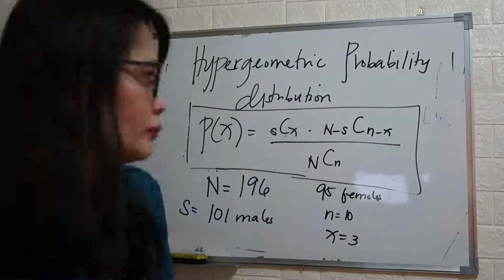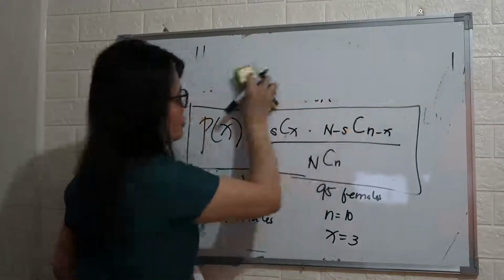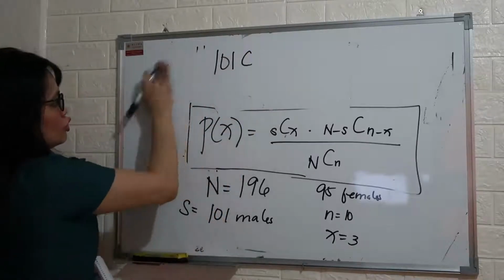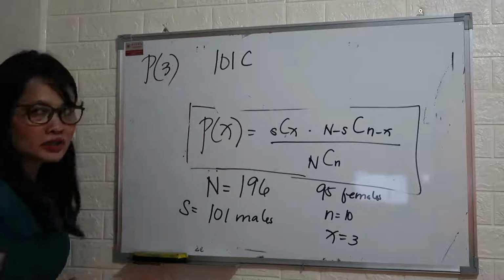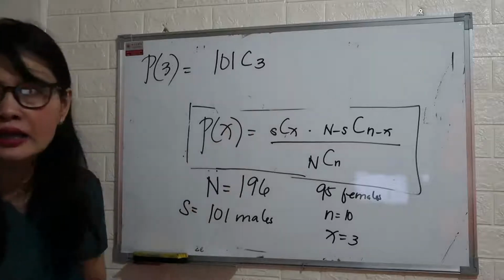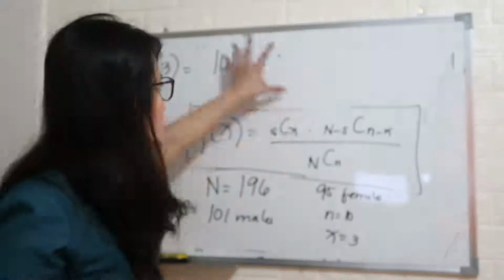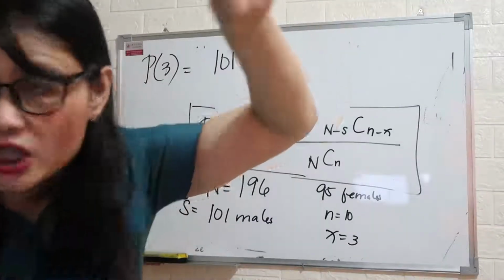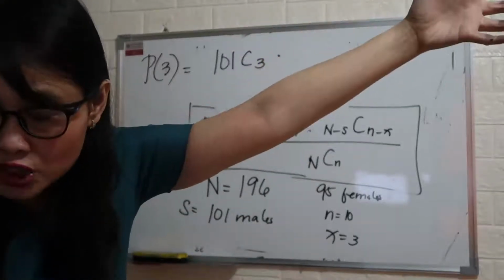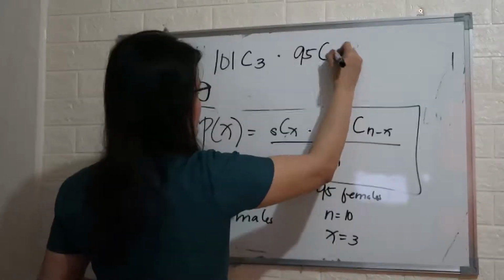So how do we answer this one? We need to get the probability of getting 3 males. So we have 101 taken 3, multiplied by, ito na yung males. Ano yung next? And remember, when we say hypergeometric, you're referring to groups. So this will be your group of males multiplied by the second group, which is female. So we have 95 taken 7.